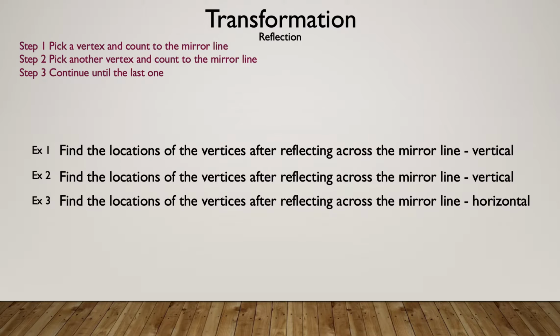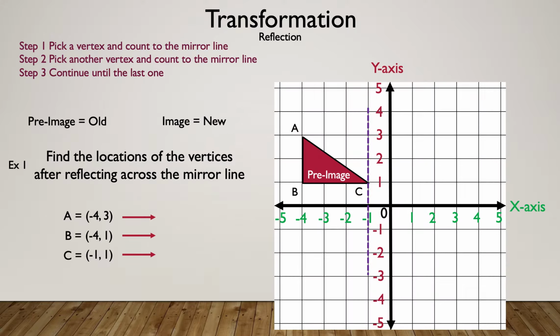Now let's take a look at the examples. Examples 1 and 2 are when the mirror line is vertical, and example 3 is when the mirror line is horizontal. Now let's take a closer look at example 1, and let's read the steps.